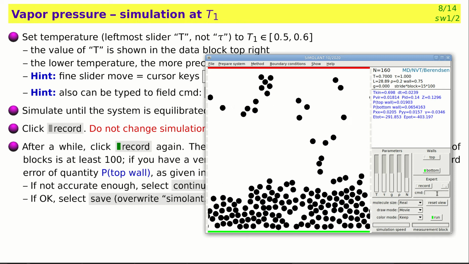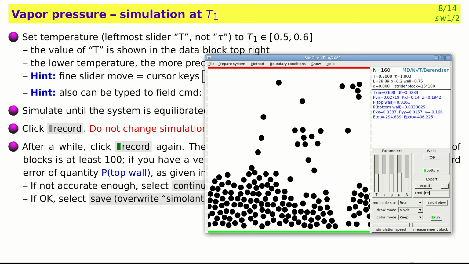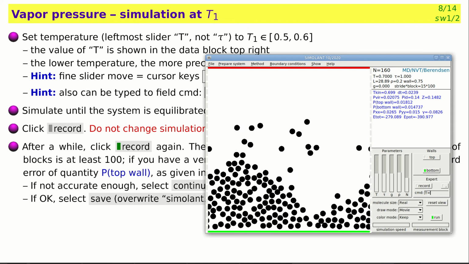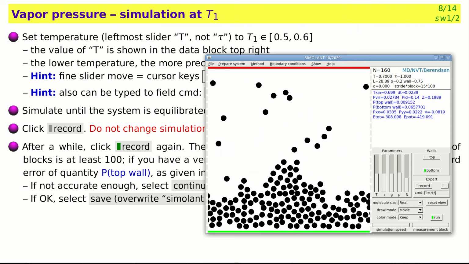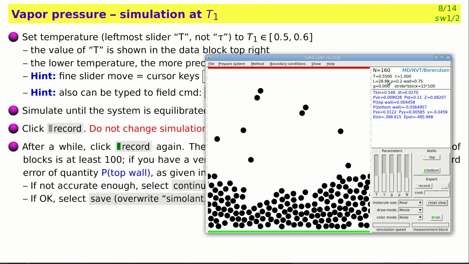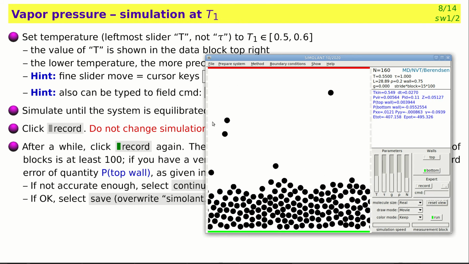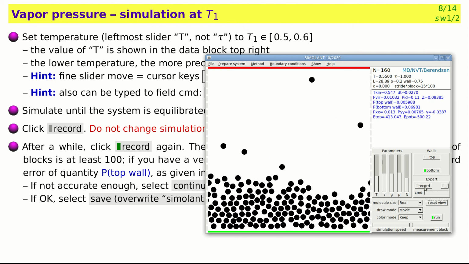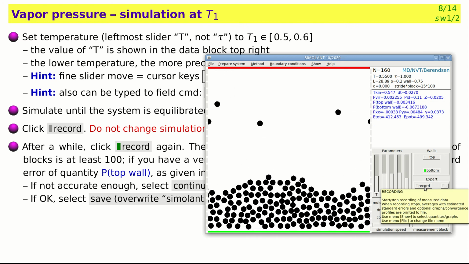So you can either write it to that command field, and it's in the format variable equals and the value, that is for example 0.55. You can see that the temperature changed here. We can also use this slider. For measurements you will just click record, but before doing this, watch whether the configuration looks equilibrated.